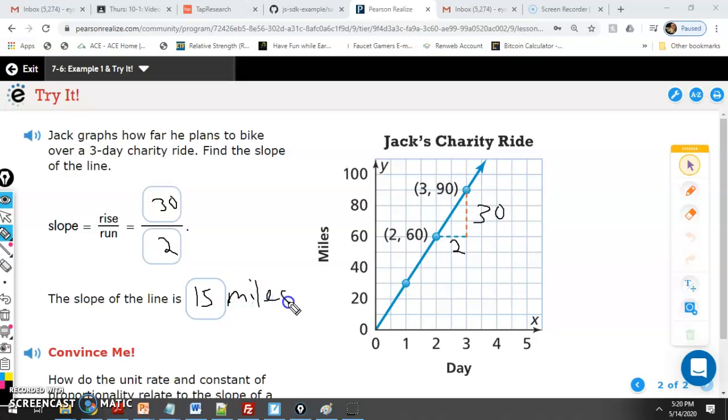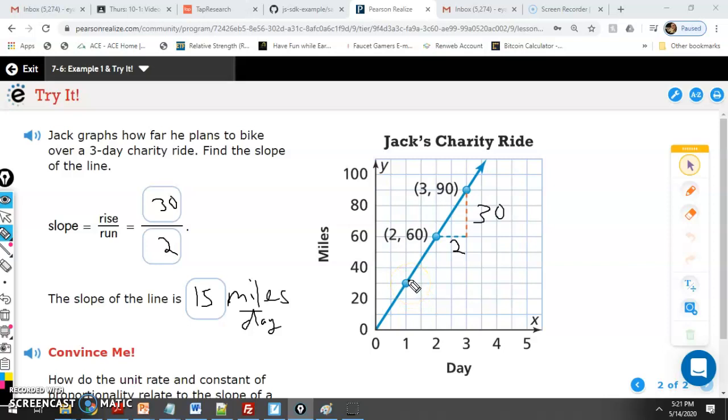what these units represent. This line is a charity ride, a 3-day charity ride, and it's biking. She's biking 15 miles per day in this charity ride. Now the neat thing about lines is the slope is constant. So if we figured out the slope between, say, these 2 points, it would be the same thing.